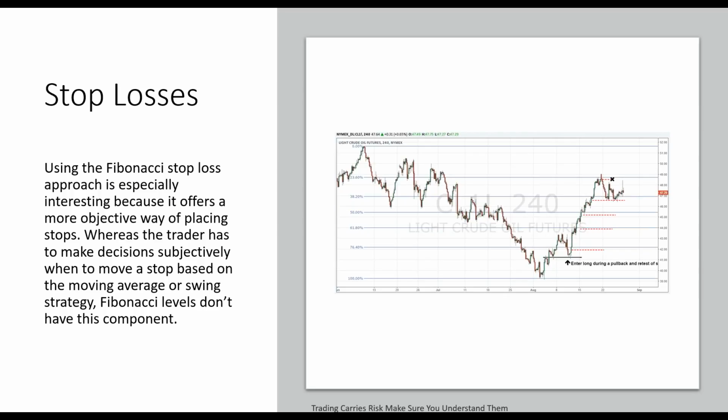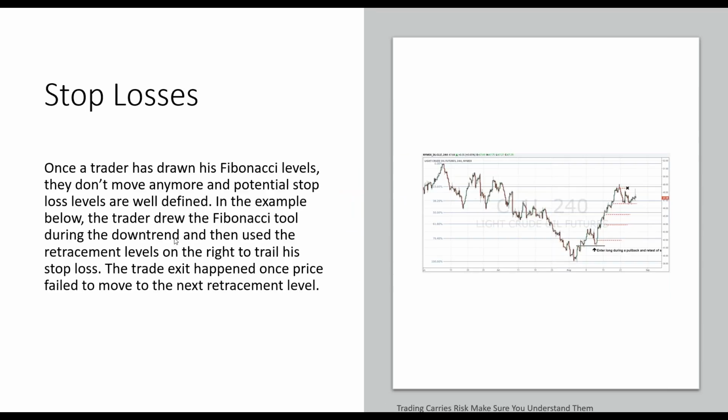Using the Fibonacci stop loss approach is especially interesting, because it offers a more objective way of placing stops. Whereas the trader has to make decisions subjectively when to move a stop based on the moving average or swing strategy, Fibonacci levels don't have this component. Once a trader has drawn his Fibonacci levels, they don't move anymore, and potential stop losses are well defined.